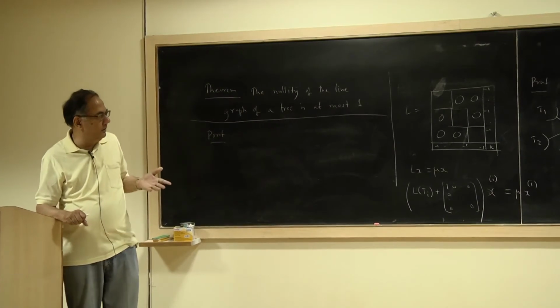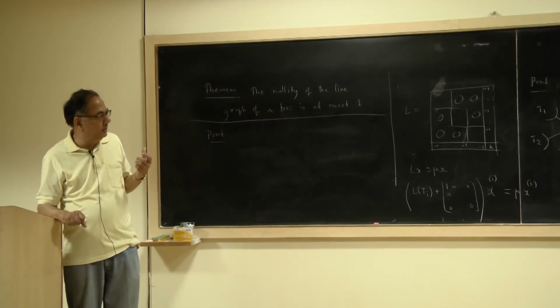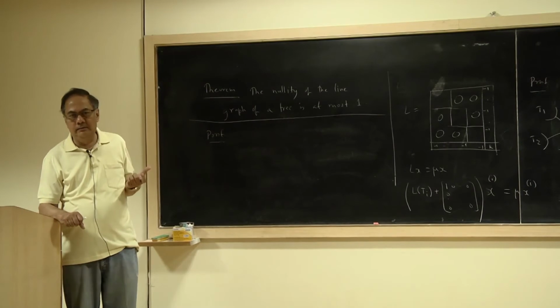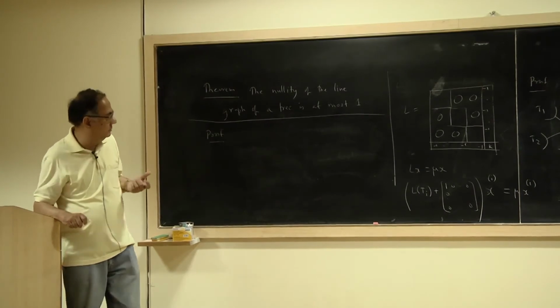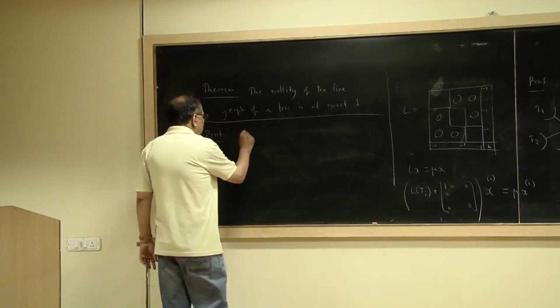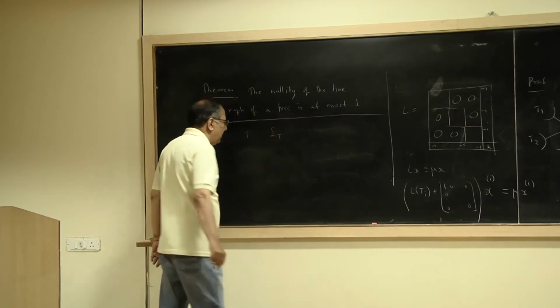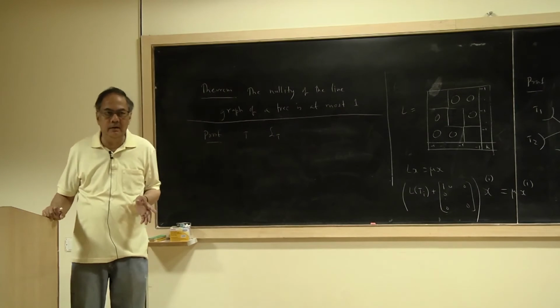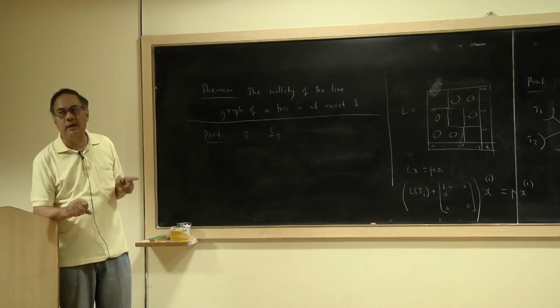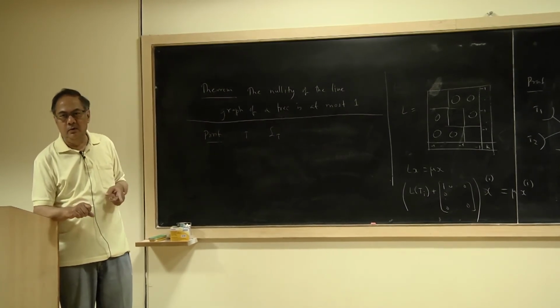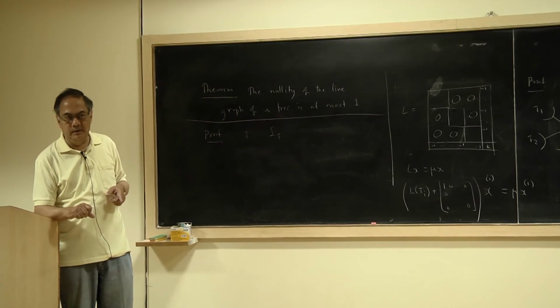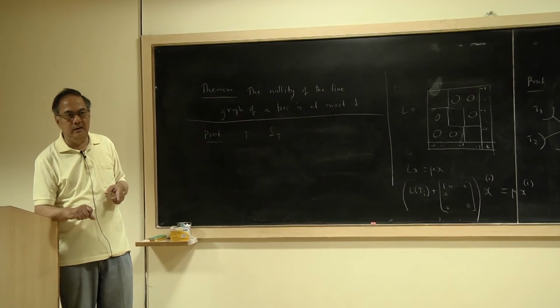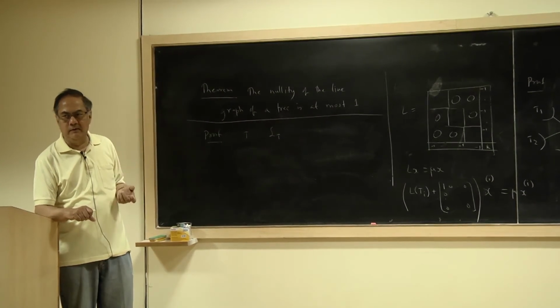Let me just say what I have done. Look at the line graph of the tree. So here is T, and here is its line graph. We have already seen that the nullity of the line graph is equal to the multiplicity of 2 as an eigenvalue of the signless Laplacian, and hence it is equal to the multiplicity of 2 as an eigenvalue of the Laplacian.